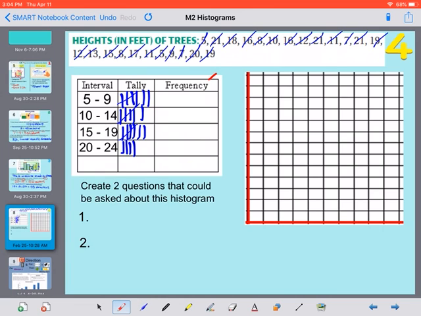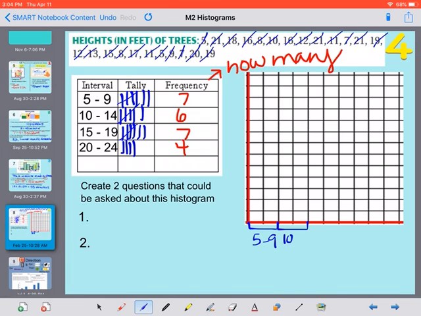So frequency means how many. So we had 5, 6, 7 in that range, 6 in this range, 7, and 4. So we're going to use this to make our histogram. So our first interval, I'm going to make each of these like 2 bars wide. So I'm going to make this 5 to 9. And then from here to here, I'm going to make this 10 to 14. From here to here is going to be 15 to 19. And then from here to here, 20 to 24.